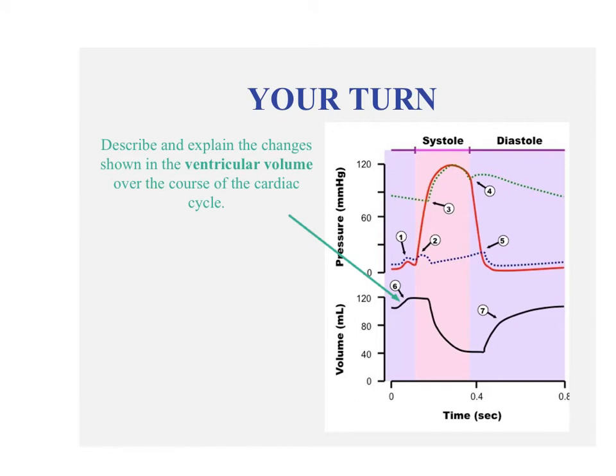Now it's your turn. Have a go at using your knowledge of the cardiac cycle to explain the changes in the ventricular volume over the course of one cardiac cycle. So you could draw the diagram in your books if you want to, or you can label it straight onto the picture if you've printed it out. And go for it. Give yourself about 5 minutes, look back through all of your notes, and then play again when you're ready to go through the answers.